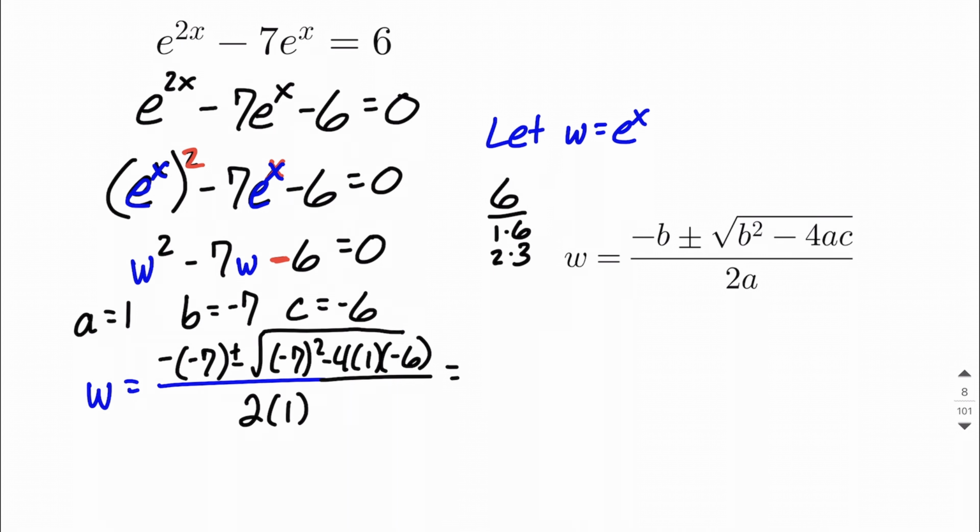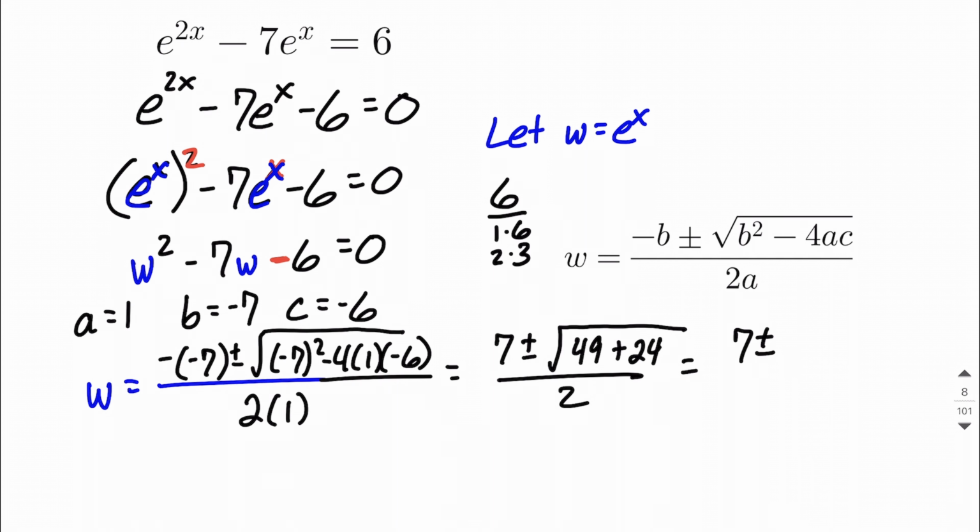From here, we just really want to simplify as much as we can. The negative of negative 7 is going to be positive 7, plus or minus, and then negative 7 squared is going to be positive 49. Then we have a negative 4 times positive 1 times negative 6, which is going to be a plus 24. We had 2 negatives in there, still all over 2. A little bit of simplifying down and we'll get 7 plus or minus the square root of 73 over 2.